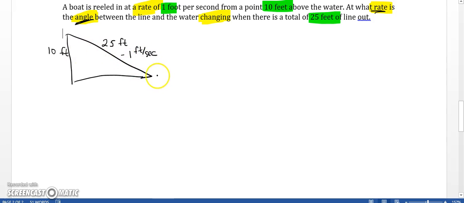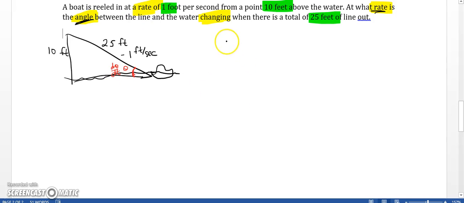It's being reeled in. So here's my little boat. And here's the water. The boat's getting closer and closer, so the length of the line is getting smaller and smaller. Ultimately, what we're looking for is the rate of change of the angle. So here's the angle. With the angle, there's a related d theta dt. That's all they give us right now.